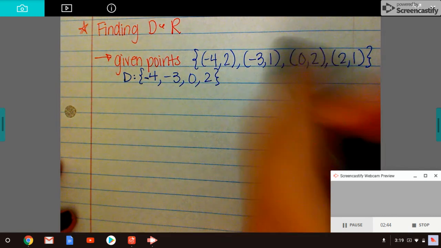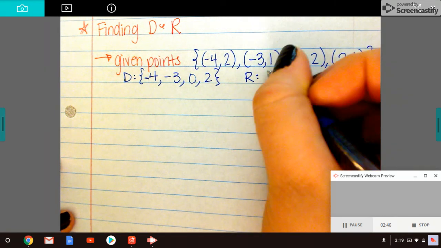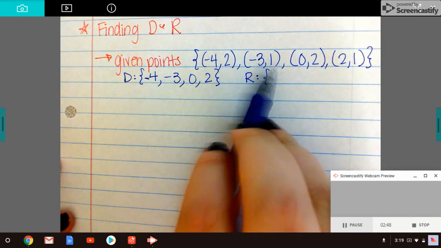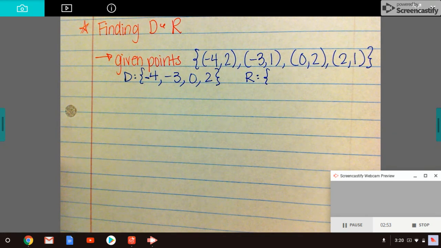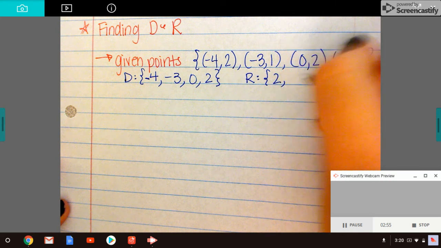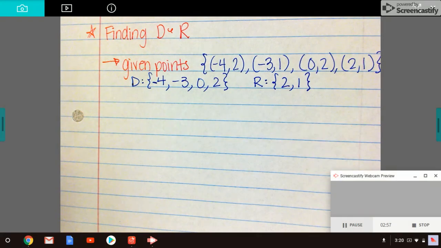My range, on the other hand, is all of my output. So it's the set of points that came from the y's, my 2, my 1, my 2, my 1. But I don't need to repeat those each time. So let's just say it's the points 2 and 1. Those are the only things that were in my range.